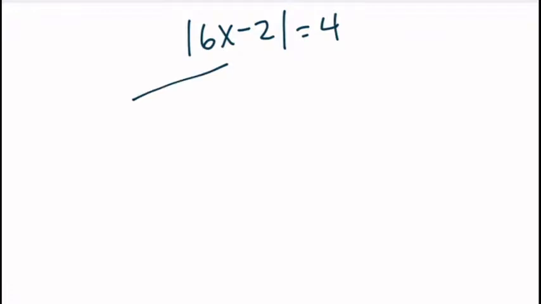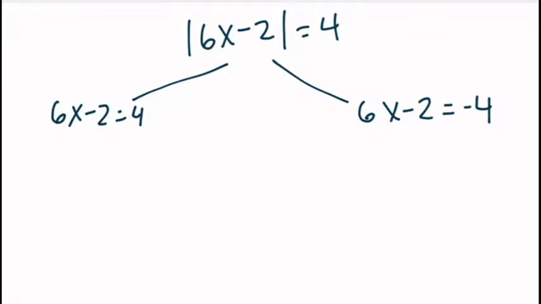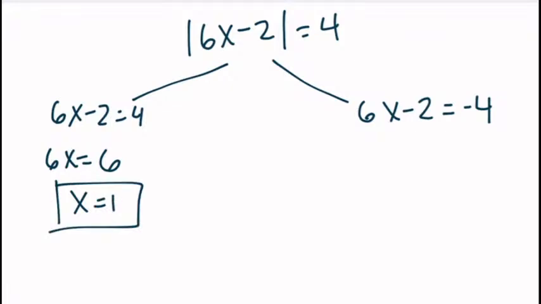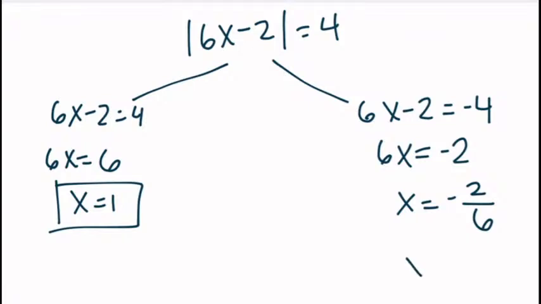Let's try 6x minus 2 equals 4. We're going to get 6x minus 2 equals 4, and 6x minus 2 equals negative 4. Add 2 on both sides, divide by 6, and you get x equals 1 as your first answer. And then for the second one, you add 2 on both sides again, divide by 6, equals negative 2 over 6, which is equivalent to negative 1/3.